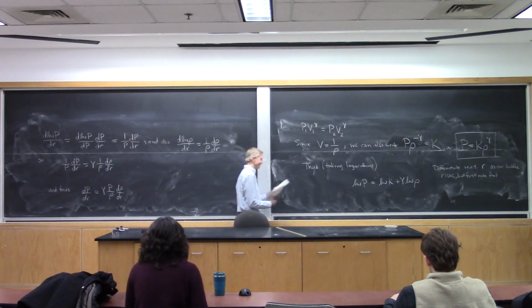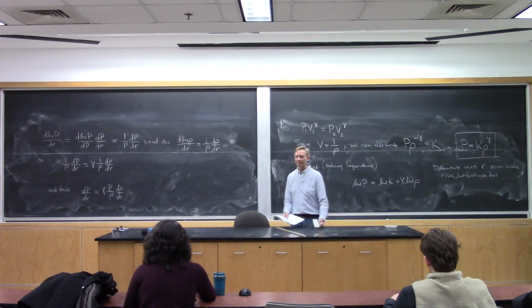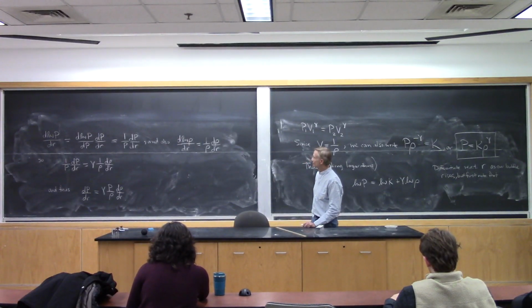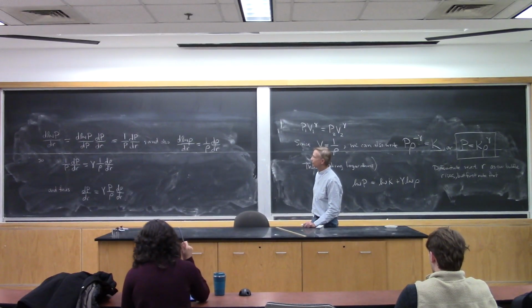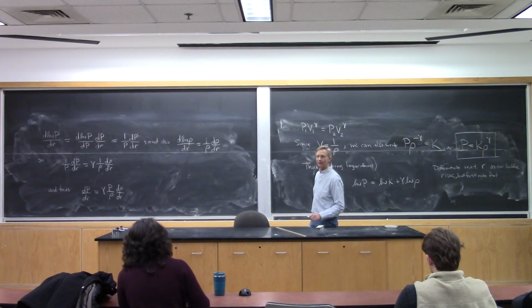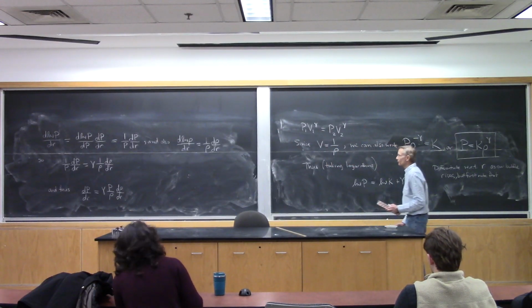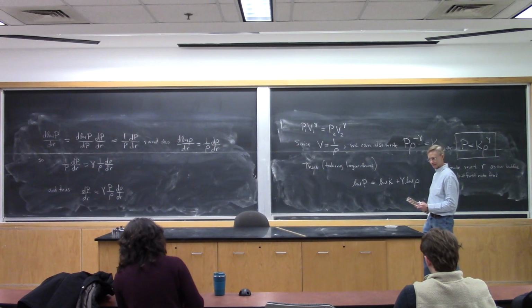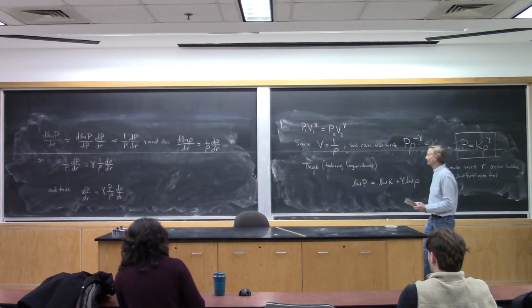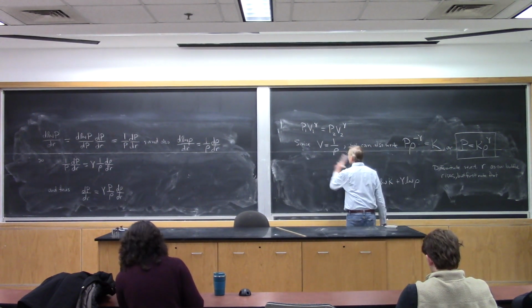Okay. Can I get a quick confirmation? That it's 1 over P dP dr equals gamma times 1 over rho d rho dr. Correct. That's right. 1 over P dP dr is gamma times 1 over rho d rho dr.